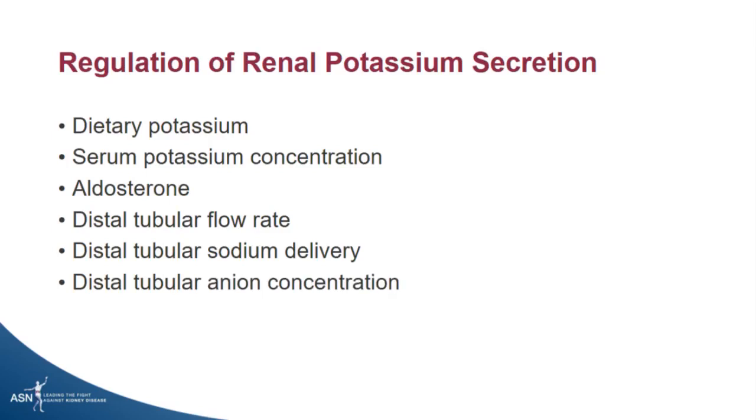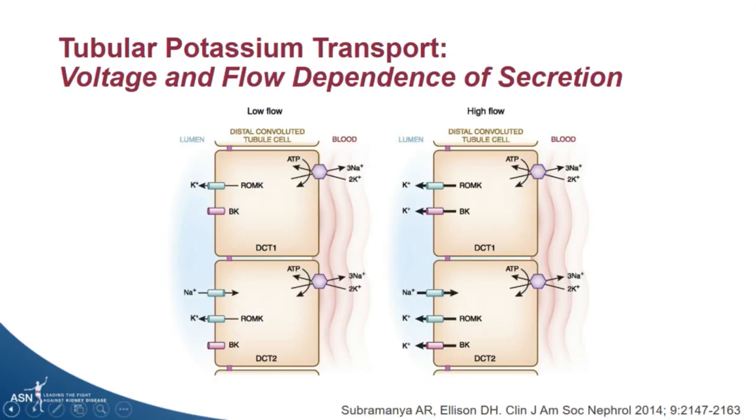And the distal tubular anion concentration is also important. Anions other than chloride are less well reabsorbed in the distal tubule, increasing the electronegativity within the lumen and stimulating potassium secretion. So this is illustrated here, the effect of flow on potassium secretion.